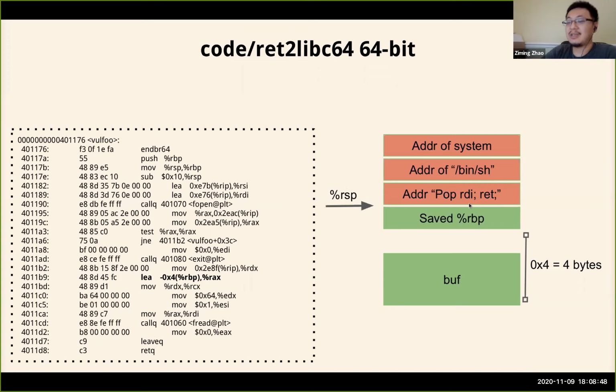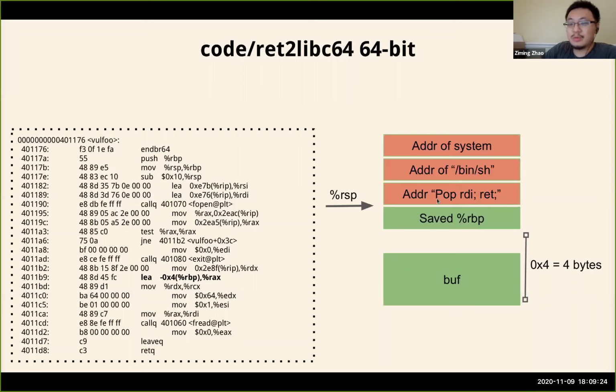So the first thing is, after this return, where does RSP point to? The RSP will increase by 8 bytes. The RSP will point to here. Now the RSP points to here, and we are going to execute pop RDI. So what is RDI? It's our first argument. So what is our first argument? The address of bin sh. So that's why we put the address of bin sh 8 bytes higher than this.